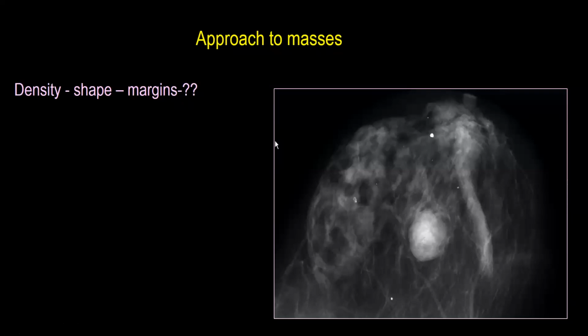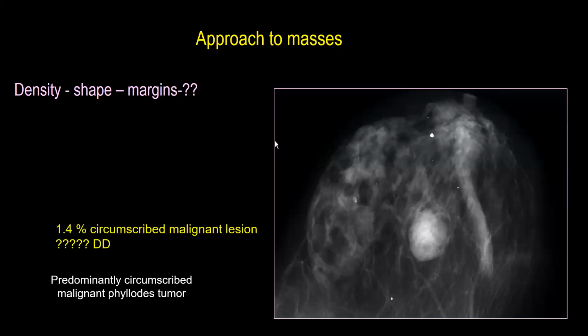Oval shape, but look for the edema pathology. We cannot tell, but it is partially obscured. The picture looks partially obscured. Yes, this is obscured. It was a malignant phylloides.